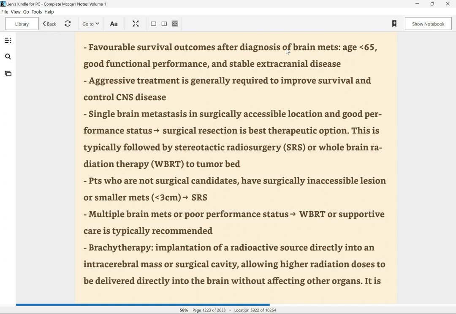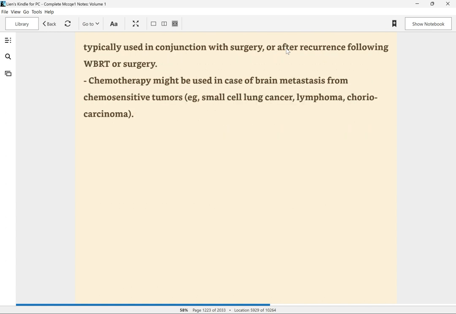Brachytherapy is the implantation of a radioactive source directly into an intracerebral mass or surgical cavity, allowing higher radiation doses to be delivered directly into the brain without affecting other organs. It is typically used in conjunction with surgery, or after recurrence following WBRT or surgery. Chemotherapy might be used in brain metastasis from chemosensitive tumors, e.g., small cell lung cancer, lymphoma, choriocarcinoma.